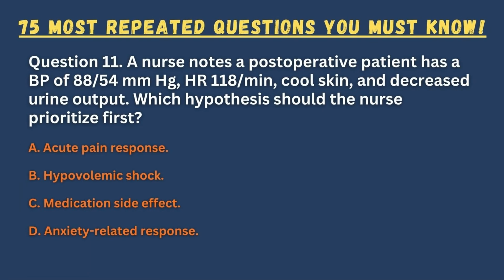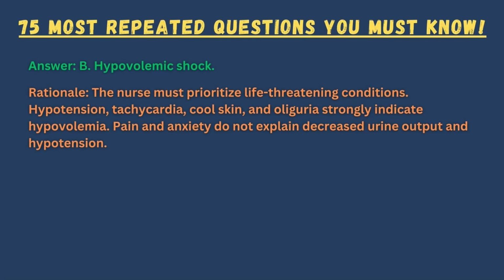A nurse notes a postoperative patient has a blood pressure of 88/54 millimeters of mercury, heart rate 118 per minute, cool skin, and decreased urine output. Which hypothesis should the nurse prioritize first? A. Acute pain response. B. Hypovolemic shock. C. Medication side effect. D. Anxiety-related response. Answer. B.